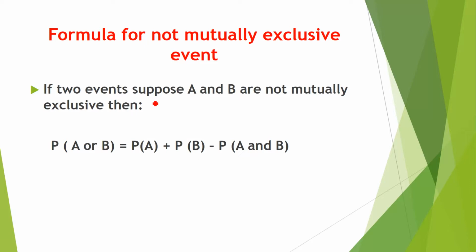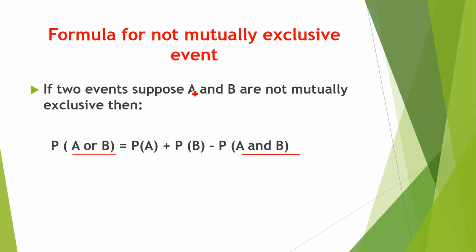So see, if two events, suppose A and B represent any events or scenarios, and they are not mutually exclusive, then we will find the probability with the help of this formula, probability of A or B. But at the end you will see you have to subtract probability of A and B. So there is a difference between A or B and A and B.